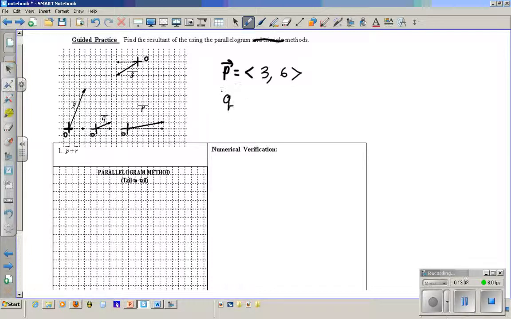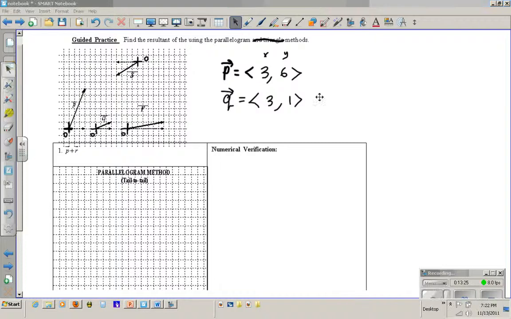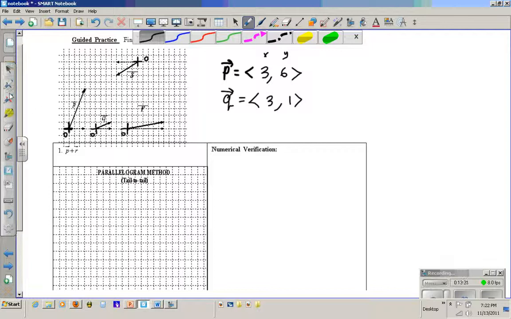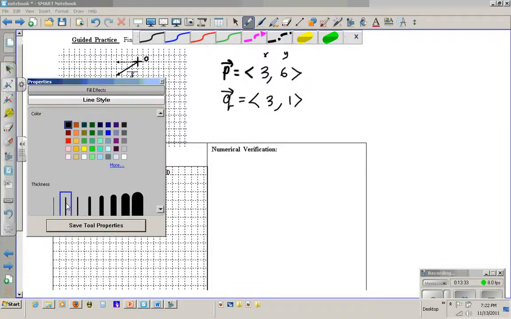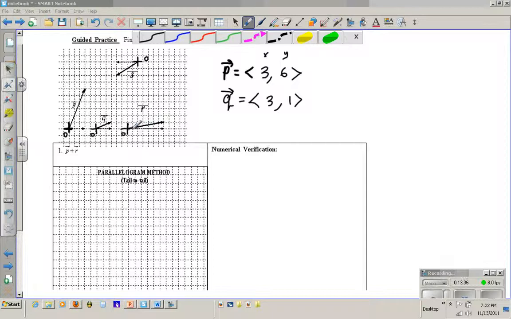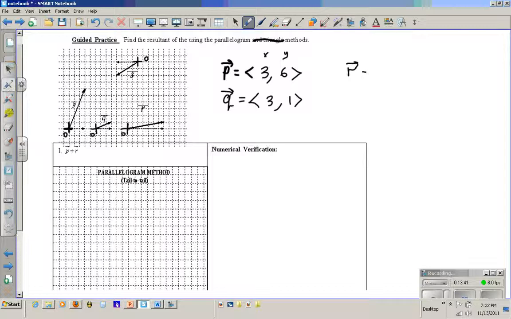How about vector Q? Same story. Starting from the tail, you go 1, 2, 3, so 3 to the right, and 1 up. Remember, X comes first, and then Y comes second, so you have to keep that order in mind. Now let's do vector R. Starting from here, go 1, 2, 3, 4, 5, 6, 7. For vector R, we have 7 to the right and then 1 up. So that's R.